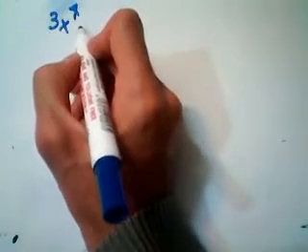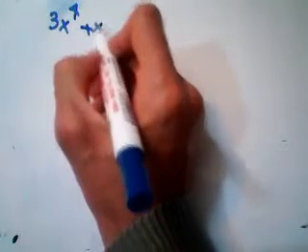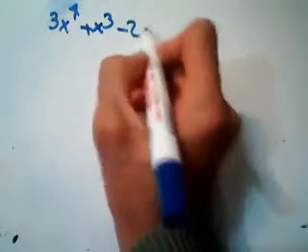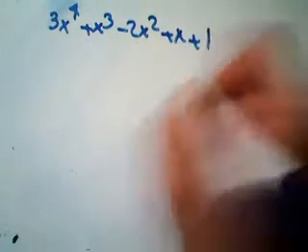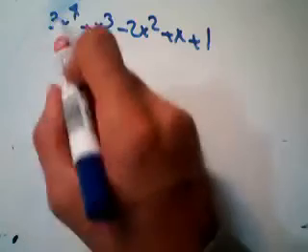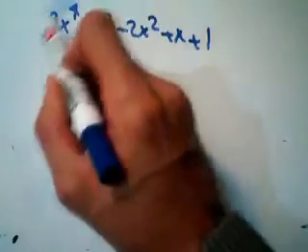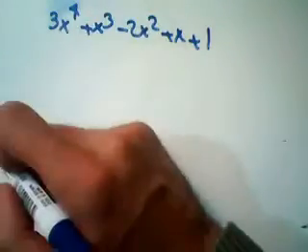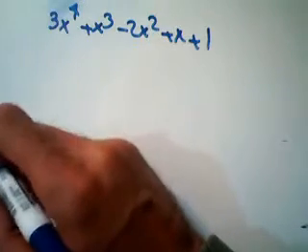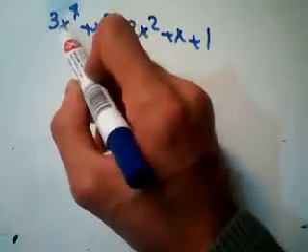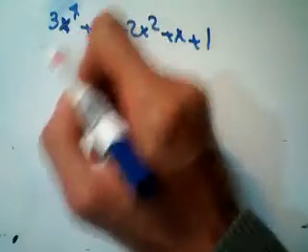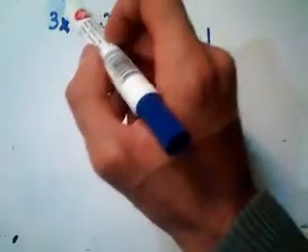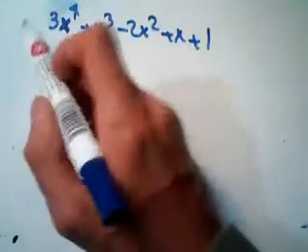3x to the power of 4 plus x cubed minus 2x squared plus x plus 1. Here the coefficient of this is not 1, it is 3. So I use a similar method. I talked about it in the factorization videos, in some of the previous videos.